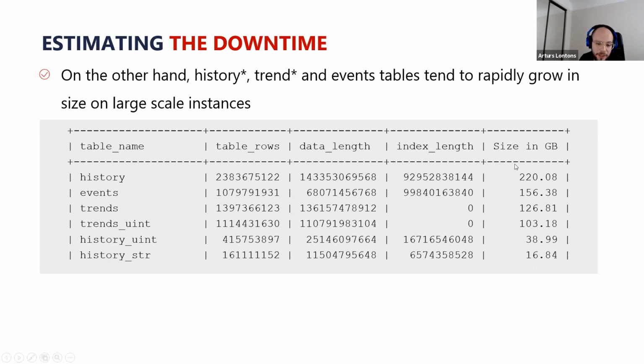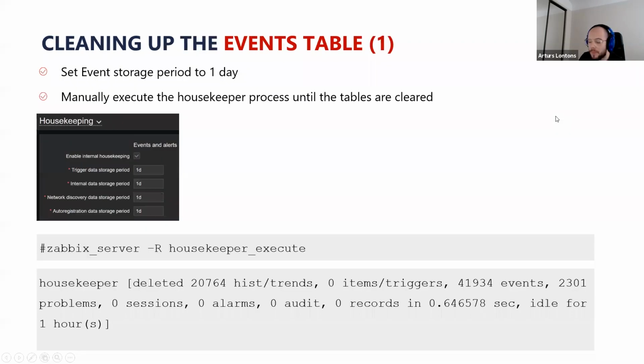As you can see, it's not just history, it's also your events that are really large ones. And I'll mention in a moment how to clear that events table up, potentially a couple of ways. One official method and two use-at-your-own-risk methods. So the official way to clean up the events table is setting the event storage period to 1 day and manually executing the housekeeper process until the tables are cleared.